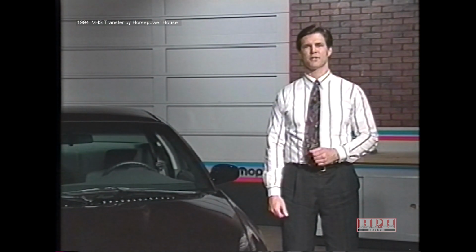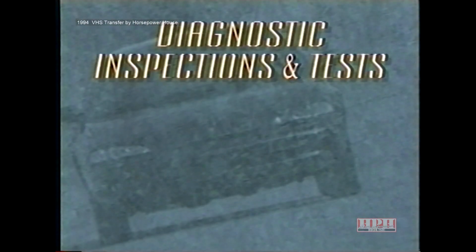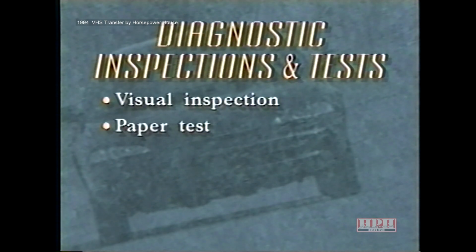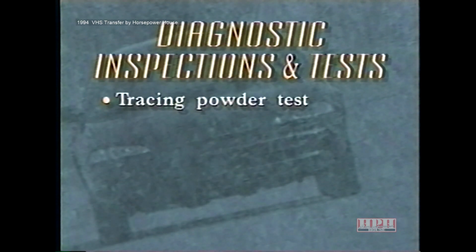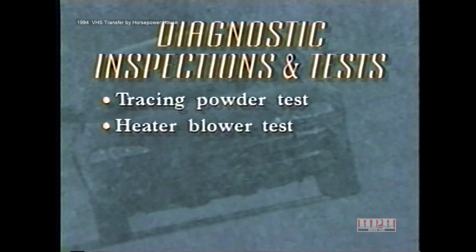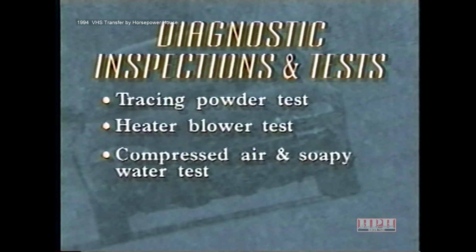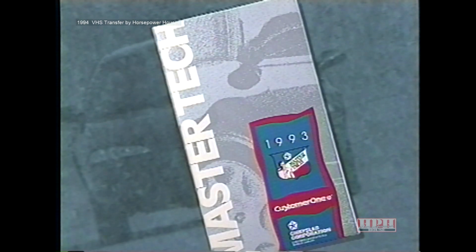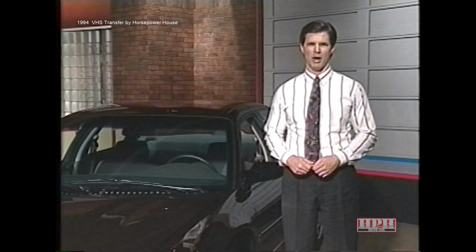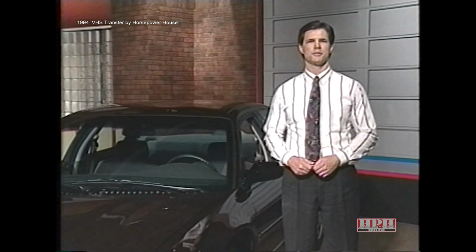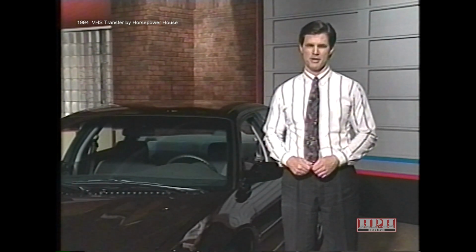Once you know the type of noise and where it may be located, perform the following inspections and tests as appropriate: a visual inspection, a paper test, the foamy window cleaner test or chalk test, a light test, a tracing powder test, the heater blower test, compressed air and soapy water test or water test. You'll find all of these tests demonstrated and explained in the October 1993 edition of MasterTech. For our purposes here, we'll assume that you have already inspected the various weather strips, alignments, and so on. So we'll continue with the service procedures to repair any wind or traffic noises that may be present.